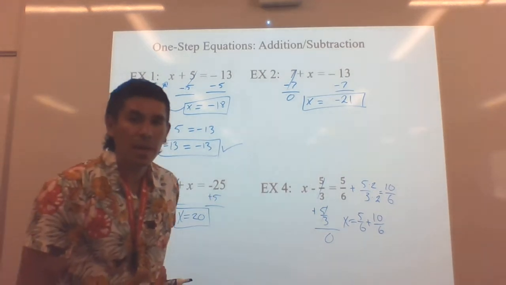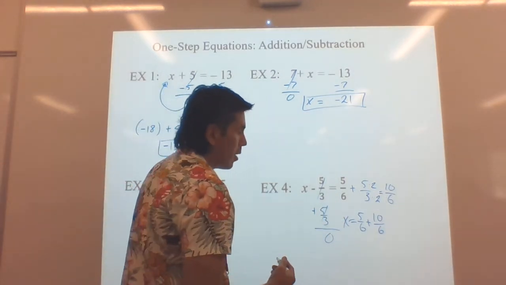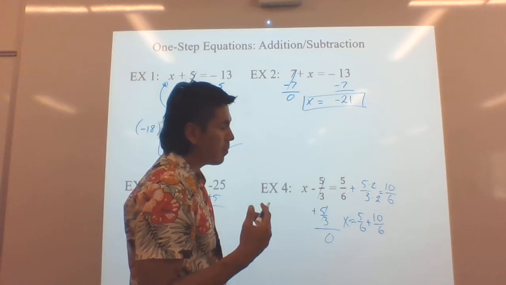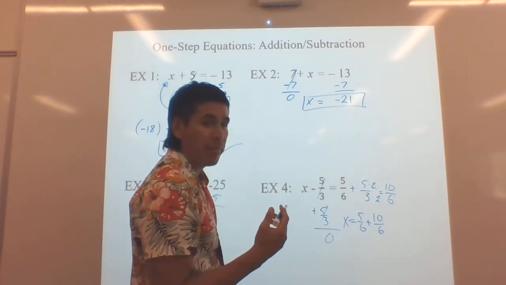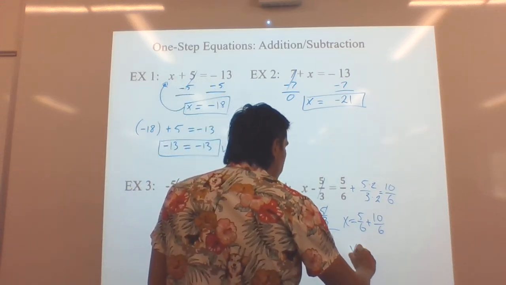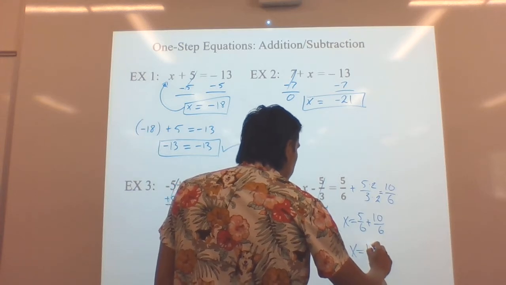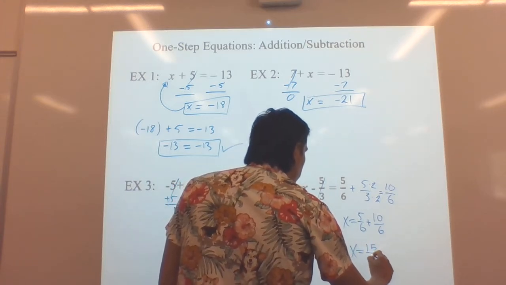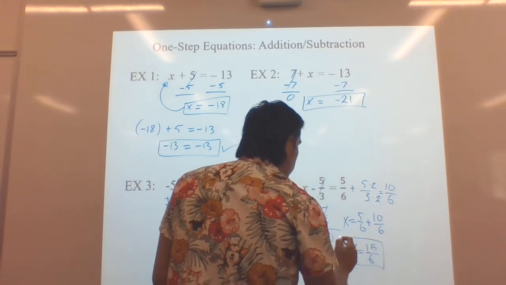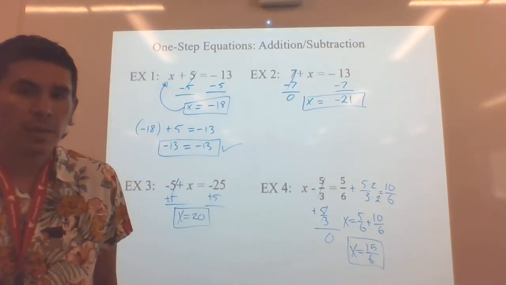Then we have the same common denominator. Now we can go ahead and add the numerators. The numerators add, right? The denominators stay the same. So x equals 15 over 6. Okay? So that's how we do that.